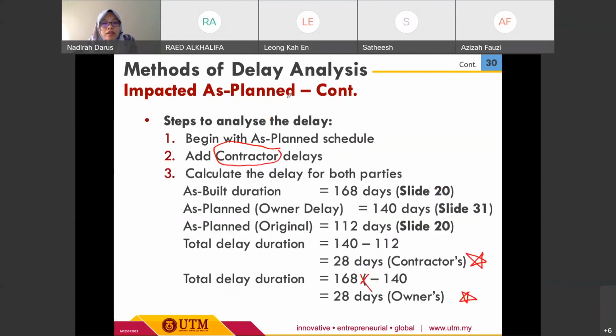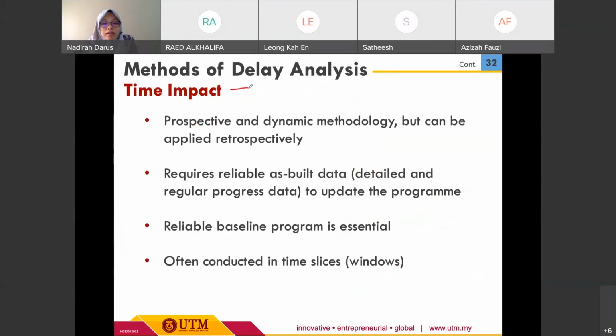Okay, and the fourth one, we will have time impact. Okay, time impact or time windows. It is also a prospective and dynamic methodology, but can be applied retrospectively. This method requires reliable as-built data, detailed and regular progress data to update the program. So more information, more documents required for this method. Okay. It is a reliable baseline program. A reliable baseline program is essential for this method to be conducted, and it is often conducted in time slices.